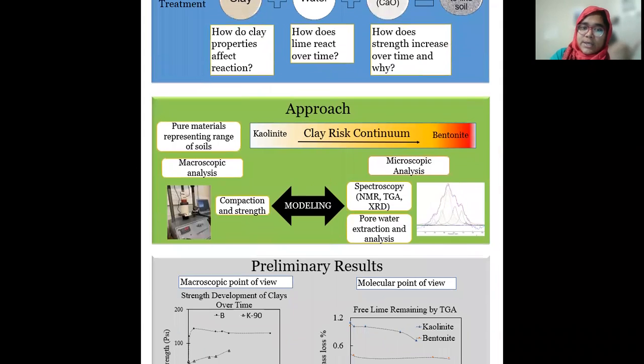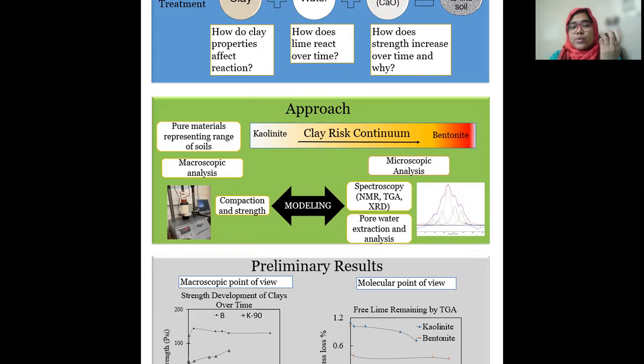The approach we are taking is creating a lab replica of the real life situation. We are taking pure clay minerals. As you can imagine, there are various clay minerals in nature, and we are taking the extreme left and extreme right clays in the clay risk continuum. The one on the extreme left is kaolinite, which has low swelling potential, and the one to the extreme right is bentonite, which has higher swelling potential.